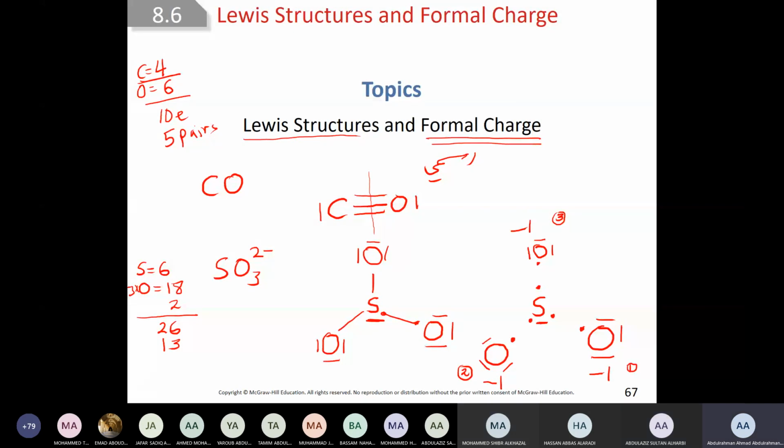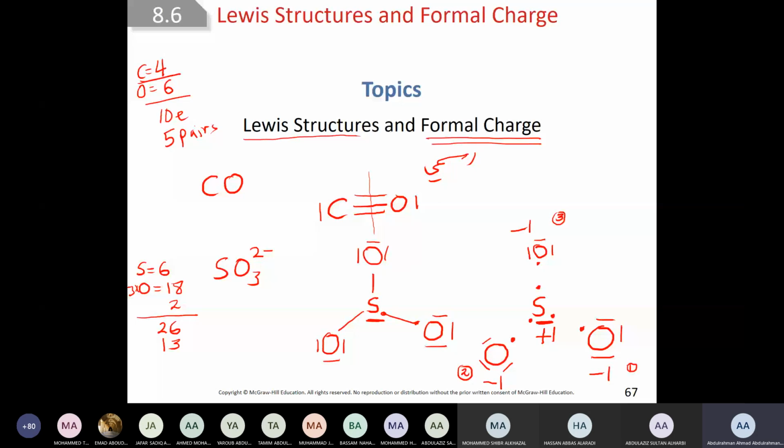Now let's concentrate on the sulfur. What's the charge on sulfur? Plus 3. Look carefully. As I said, plus 1. Plus 1. Yes. This is a pair, so it's 2 electrons. So what's the sulfur? Plus 1. Clear?